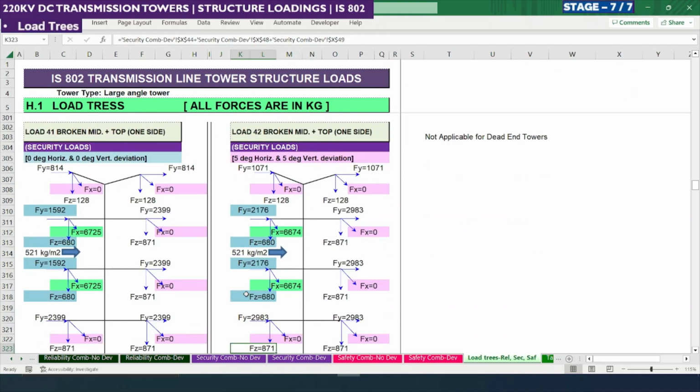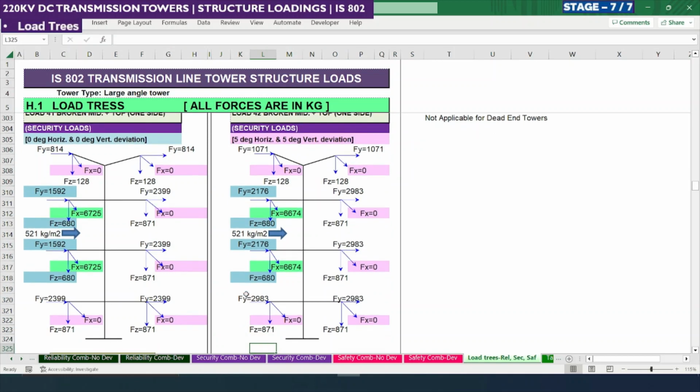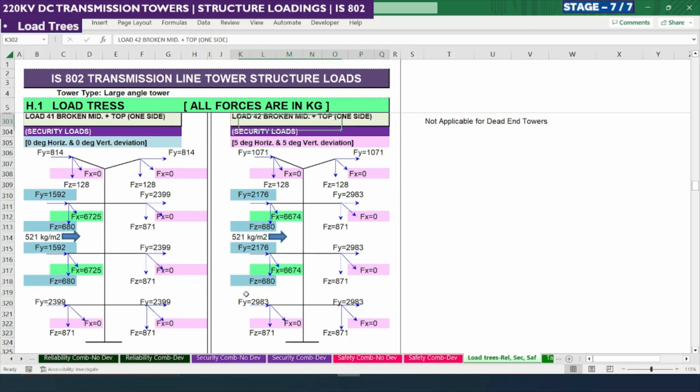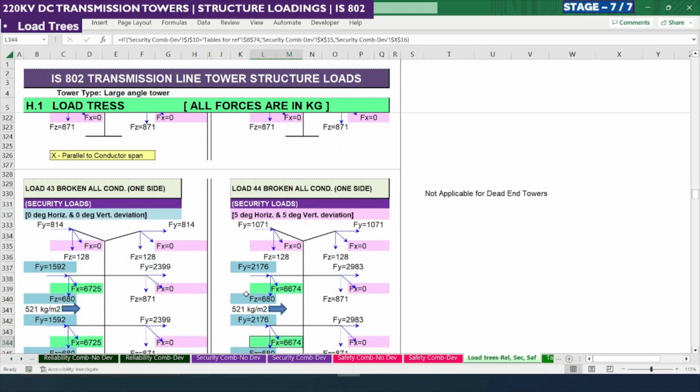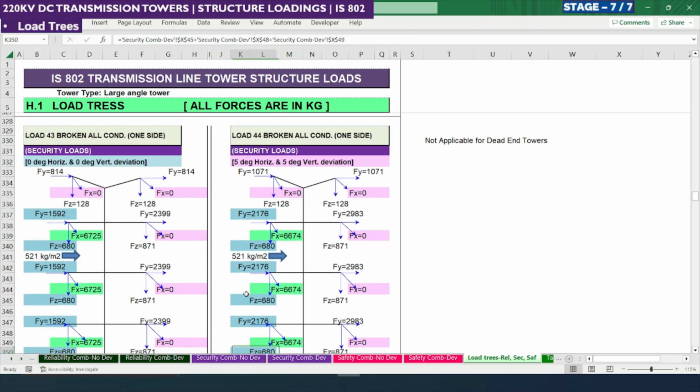So next one is middle plus top. So these are that only on the middle and top we are applying this. So this is load case 41 and 42, and this is a final one in security load cases.